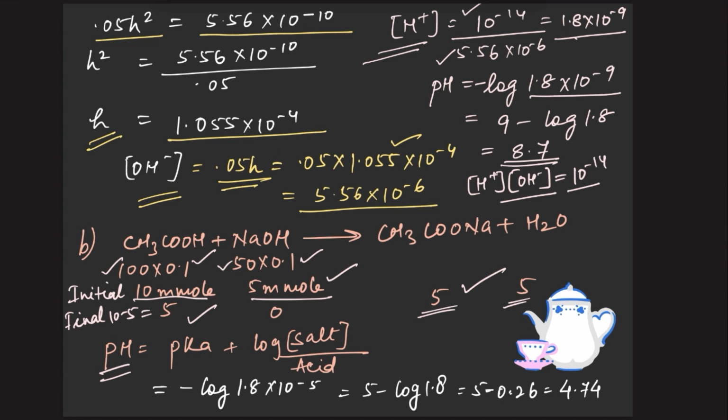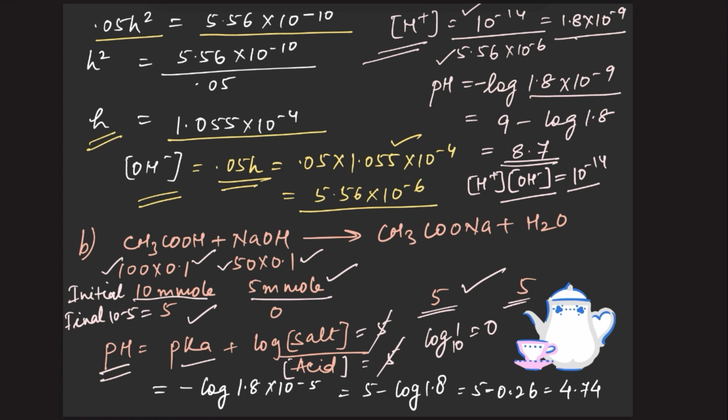pH is equal to, now this is a buffer solution which is obtained. Buffer solution which contains the weak acid and the salt of weak acid with a strong base. So pH of the solution will be equal to pKa plus log salt by acid. अब salt की concentration क्या है? 5 millimoles. Acid की concentration क्या है? 5 millimoles. Log 5 divided by 5. तो 5 ones are 5, 5 ones are 5. ये हो जाएगा log 1 to the base 10. और log 1 to the base 10 क्या होता है? Log 1 to the base 10 is equal to 0.